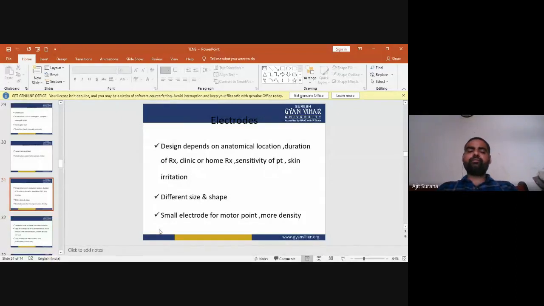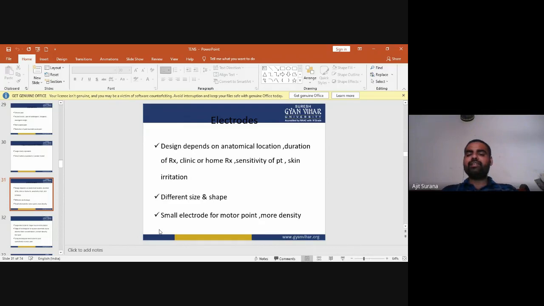Now the electrode design depends on anatomical location, duration of treatment, clinic or home treatment, sensitivity of the patient and skin irritation.